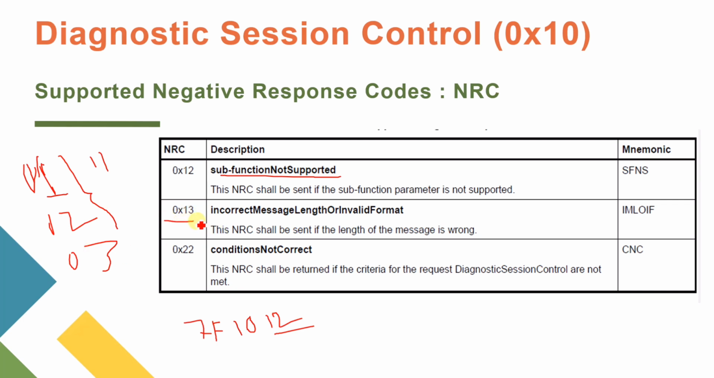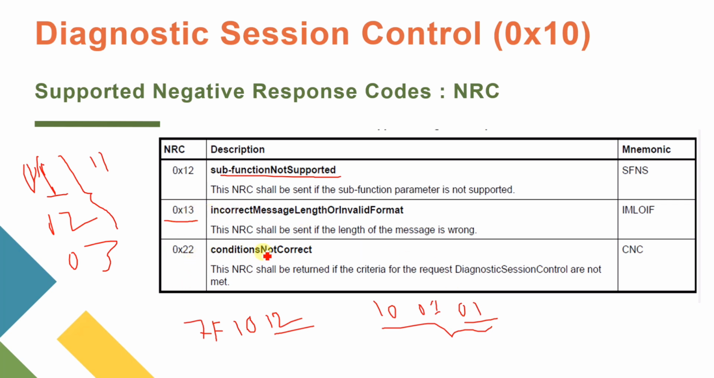Next, 0x13, incorrect message length or invalid format. This NRC shall be sent if the length of the message is wrong. Suppose I'm sending 10 01, this is the request for default session. Instead of that, if I send 10 01 01, it will not support a 3 byte request. It will support only a 2 byte request. If I send an extra byte, then it will throw NRC 13.